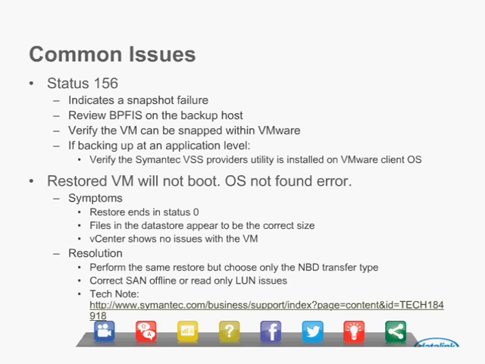A restored VM will not boot, with an OS not found error, and this is what I had mentioned earlier. Symptoms: the restore ends in status code 0, so everything looks good. Files in the data store appear to be the correct size. vCenter shows no issues with the VM, but when you power it on, you run into this error. The resolution for this is to perform the same restore, but choose only the NBD transfer type. The options to look into for SAN restore: correct SAN offline or read-only LUN issues, and there's a tech note attached to this on what you can look for when doing that, some common issues.